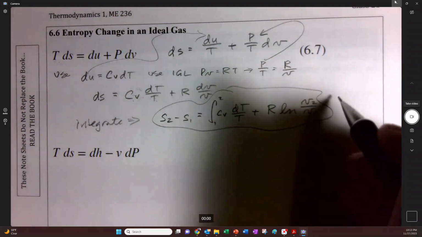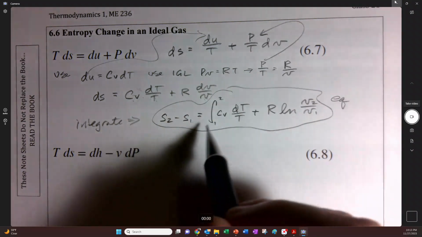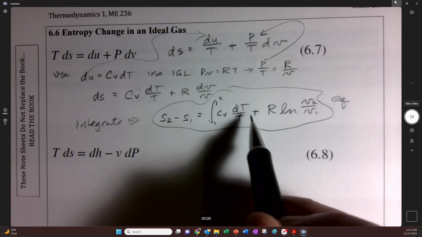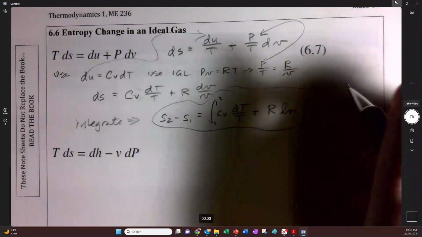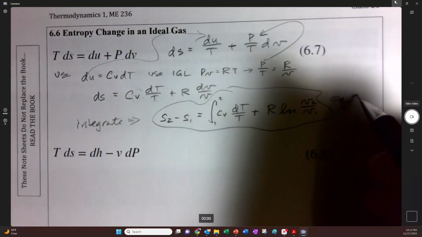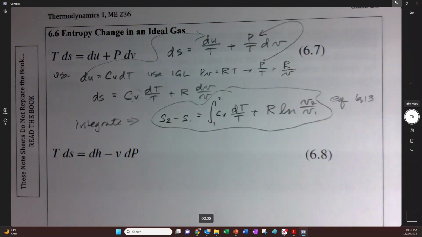So here's one equation that we might see, and then we can further simplify it if we know something about the process, perhaps that it's constant temperature or constant volume. But anyway, this is equation 6.13 in your textbook.